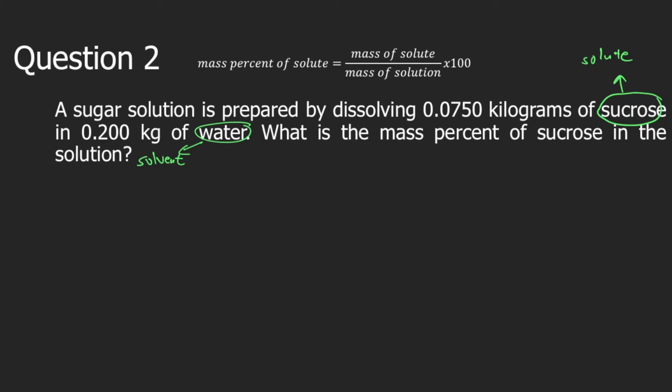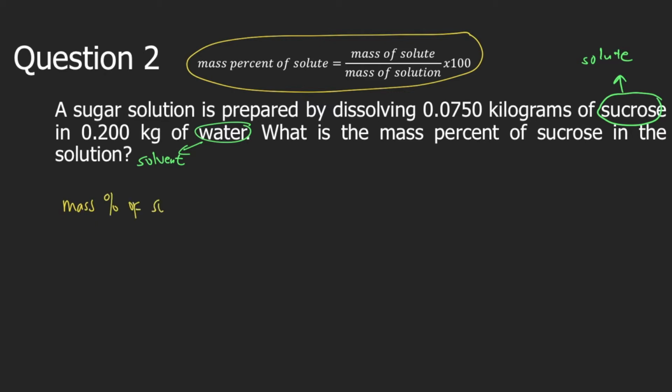Always remember, the solute is the one being dissolved in the solvent. So sucrose is dissolved in water. So sucrose is the solute and water is the solvent. And the problem is asking for the mass percent of sucrose, so we will use this formula above. Mass percent of sucrose is equal to the mass of solute, so mass of sucrose, divided by the mass of solution times 100.